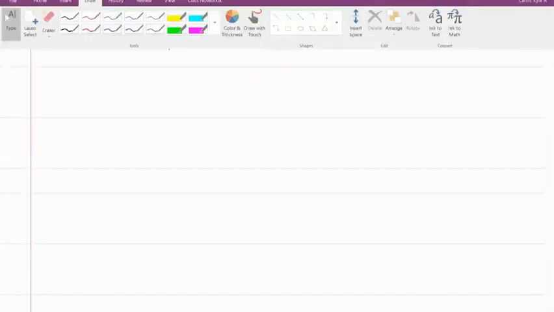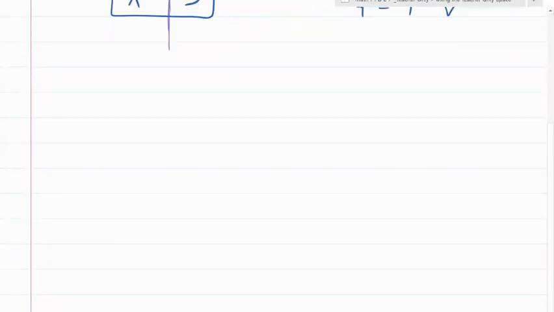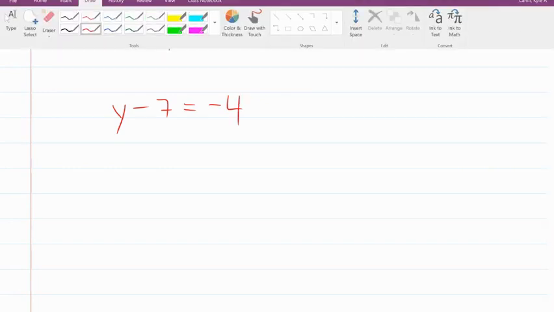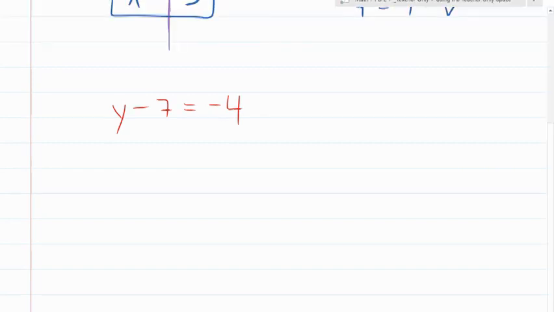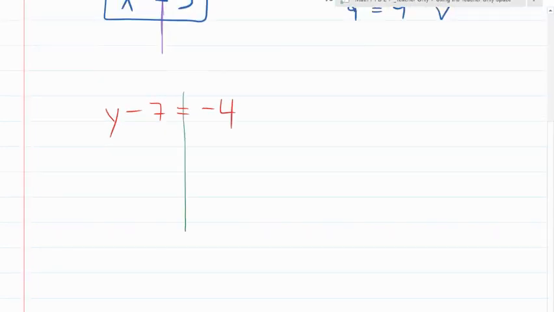Example number 2, we are going to do a subtraction equation. Y minus 7 is equal to negative 4. So same thinking as that last problem that we did. We have a left side and a right side. I need to get my variable by itself, so I need to think about what is currently happening to it.